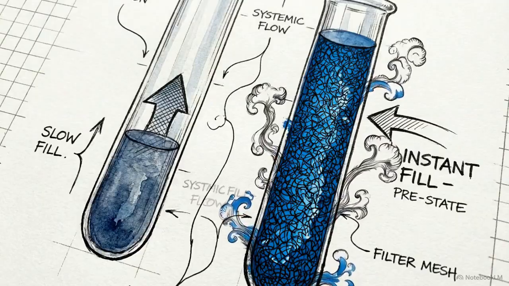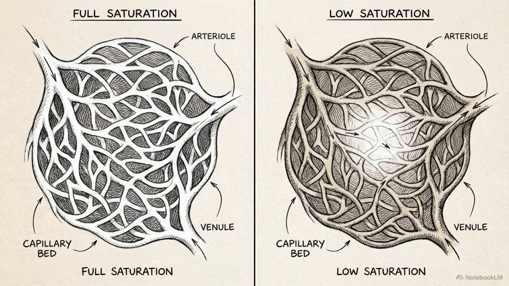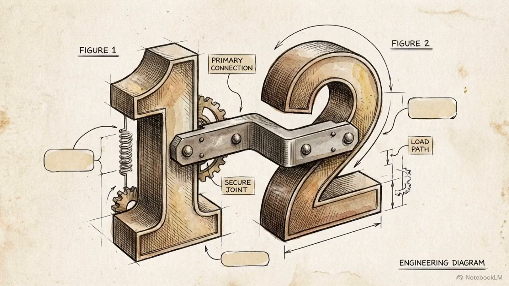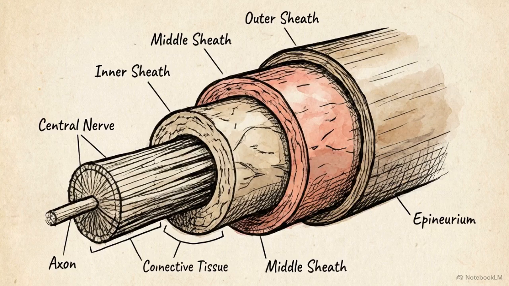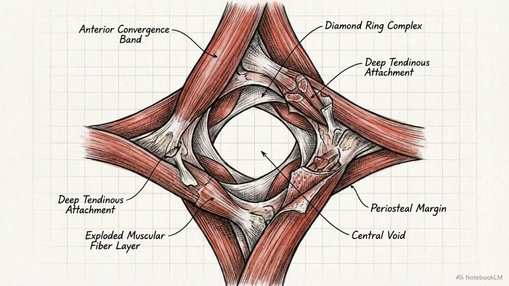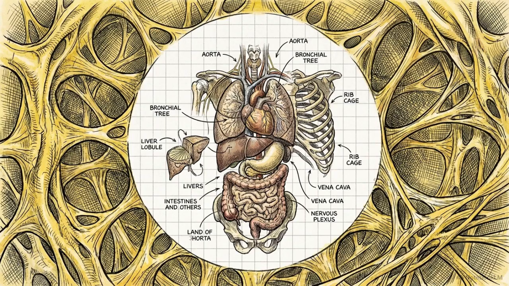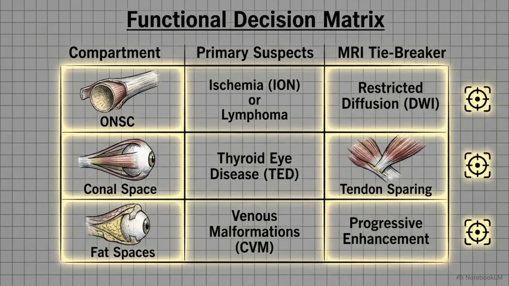When the morphology of two lesions is identical, mapping the velocity of a contrast agent provides the definitive diagnostic answer. Precision in orbital radiology requires a strict two-step algorithm. Step 1 is geographic localization. You must force the lesion into a specific anatomic compartment, whether that is the ONSC, the conal space, or the retrobulbar fat. Step 2 interrogates tissue behavior, mapping findings on a decision matrix using functional MRI signatures to eliminate lookalikes.